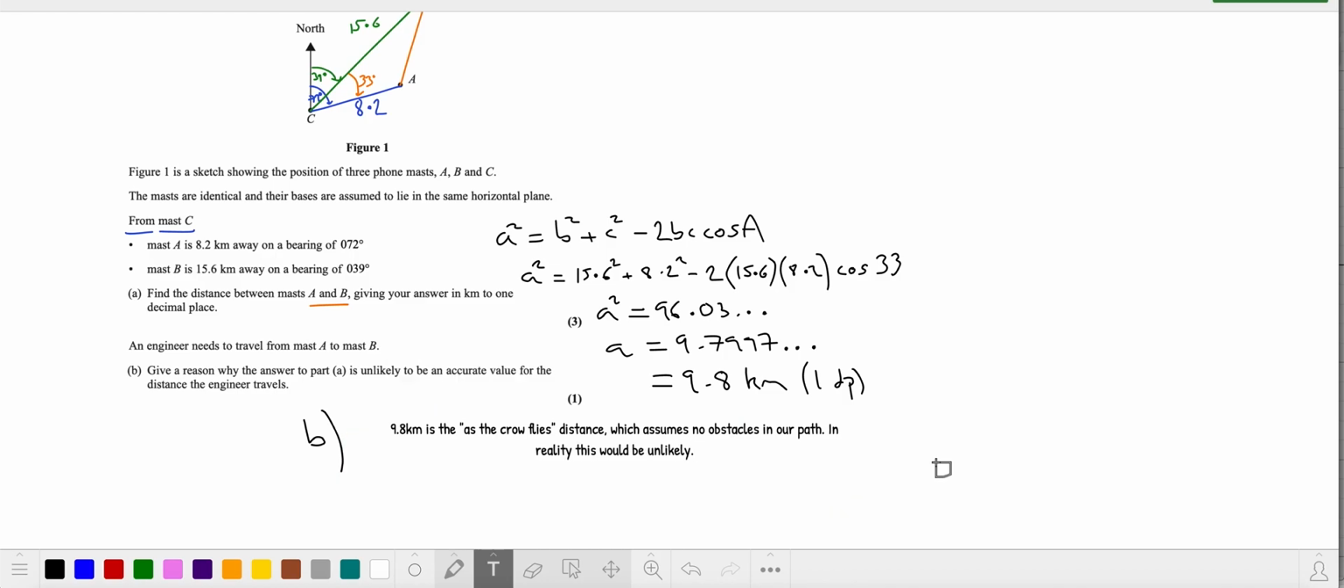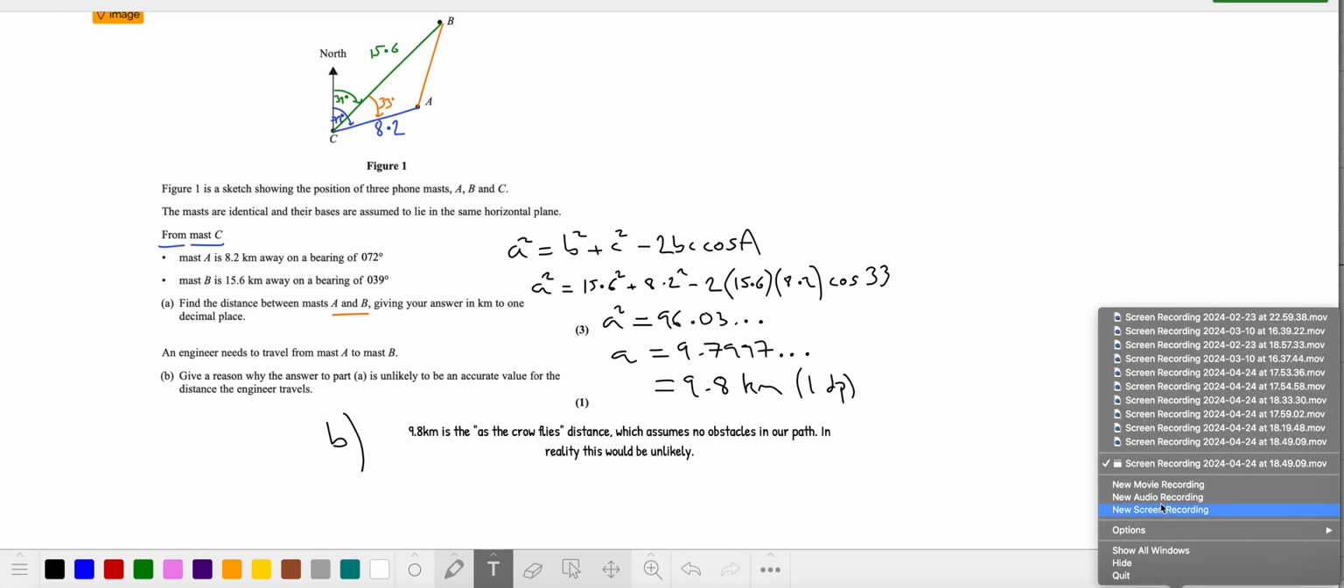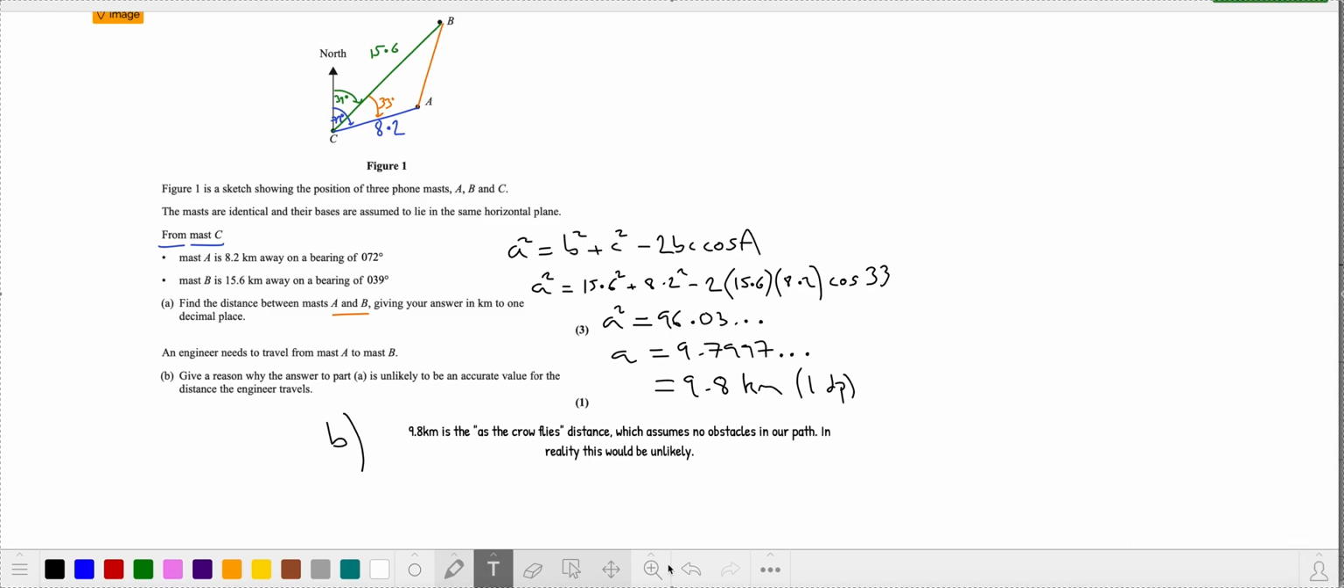You don't have to suggest what the obstacles might be, but if you want to, you can. These 1 mark questions, remember, don't write reams and reams for them because they just don't require it. Okay, good. There we go. There's one more question done. Let's close that one down.